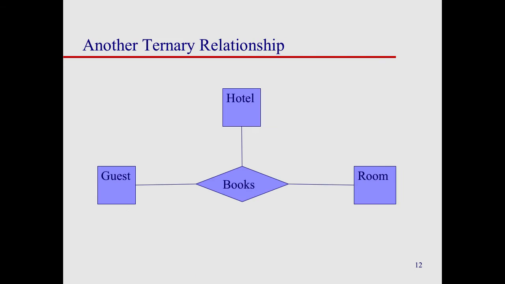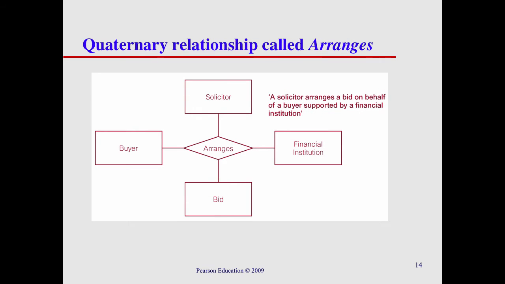Okay? And here is an example of a quaternary relationship. So this might be where a solicitor at some bank arranges for a buyer to make a bid on some financial institution. Or, as I said, you could say that a staff member arranges for a customer to rent a house from a private owner. That would be another example of a quaternary relationship.